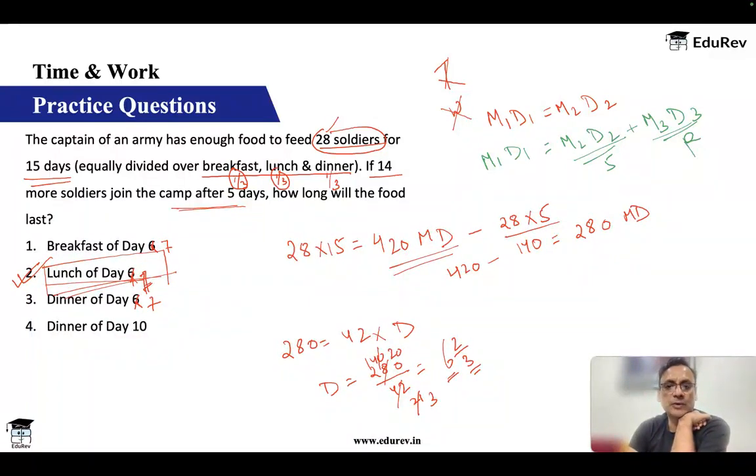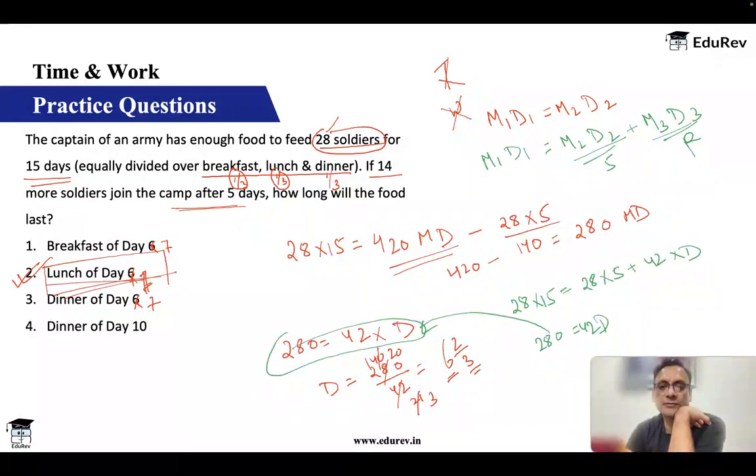So my M1 D1 is 28 into 15. This is my original quantity, is 28 into 5 days plus 42 into D days. So this is what I'll do. This basically gets broken into 2 parts, and this is same as what we solved earlier. It will give you 280 is equal to 42D, same equation that we had got here.